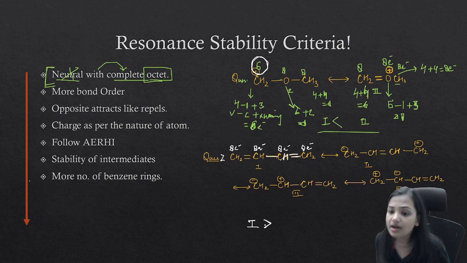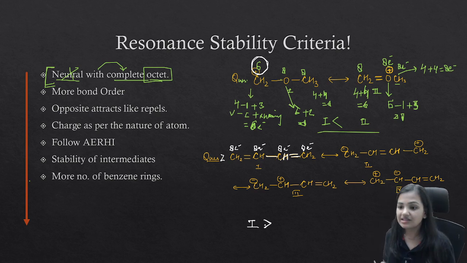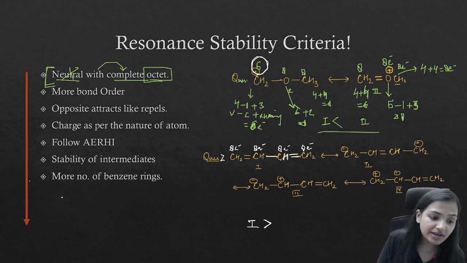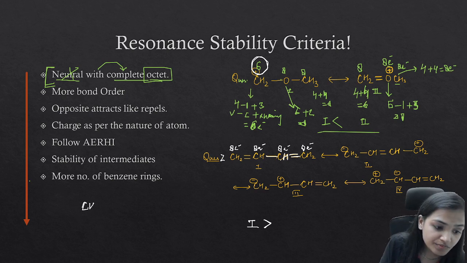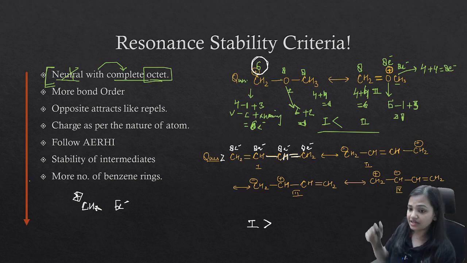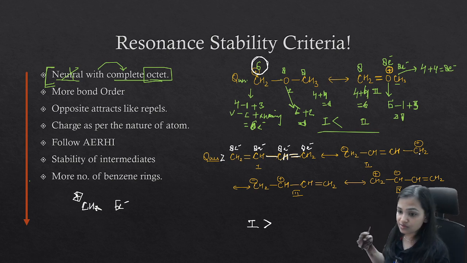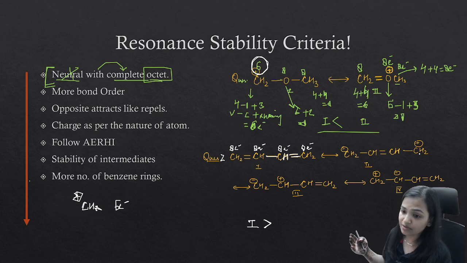Now what happens for the second, third and fourth? Let's see. They are charged, but is their octet complete or incomplete? Guys, let me tell you, whenever you have a carbocation, carbocations are usually 6 electron species, because there will be a deficiency of 1 electron. They have only 4 valence shell electrons, so if you lose 1 electron, they will become 3.